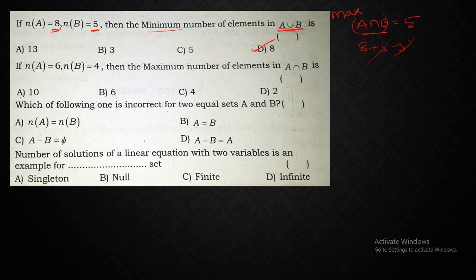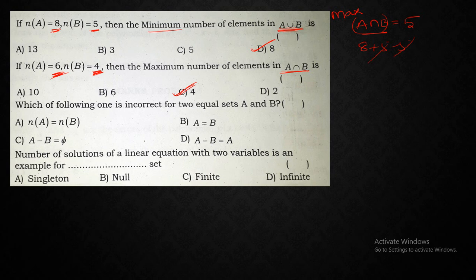Then the maximum number of elements in A intersection B. Among these two, what is the maximum that we can take common? The maximum we can take common is 4. Here we are having 6 elements, here we are having 4 elements. So the maximum number of elements we can take common is 4 elements, right?